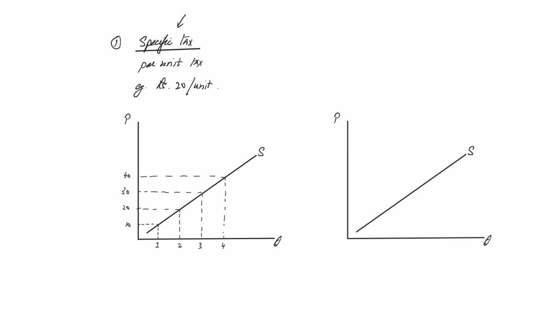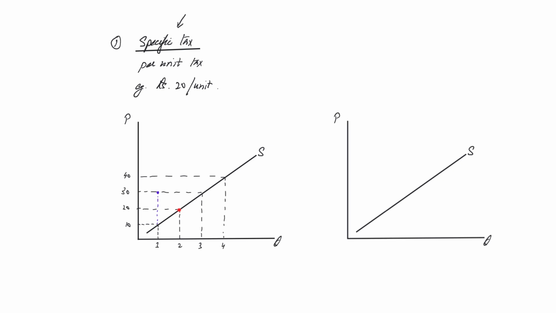Now, when 20 rupees tax has been imposed, what really happens is that the producer says, okay, for the first unit, I was willing and able to sell it for 10. Now, since the government wants 20 rupees on it, I will just simply push my prices up by 20 rupees. Now I'm willing to sell the same first unit for 30. I've just added the tax.